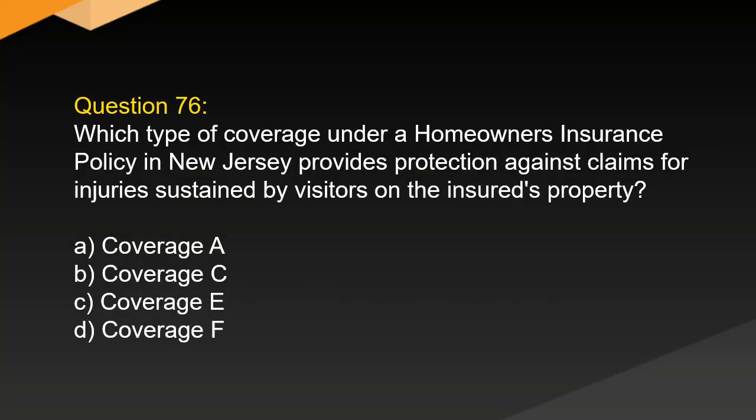Question 76. Which type of coverage under a homeowner's insurance policy in New Jersey provides protection against claims for injuries sustained by visitors on the insured's property? A. Coverage B. B. Coverage C. C. Coverage E. D. Coverage F.